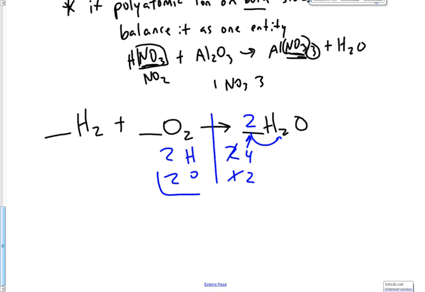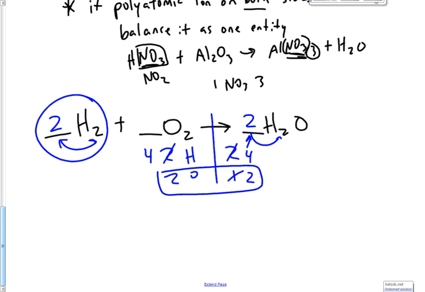So now our oxygens are good, but our hydrogens are out of whack. So what times 2 is going to give us 4? Well, that answer is 2. So again, 2 times 2 gives us 4. It doesn't change anything else. This is not attached to anything else, so it doesn't change anything else over here. So you have 4 and 4, 2 and 2, and there's your answer. And this coefficient is 1. You don't have to put a 1, but you can. So this is a balanced equation now.